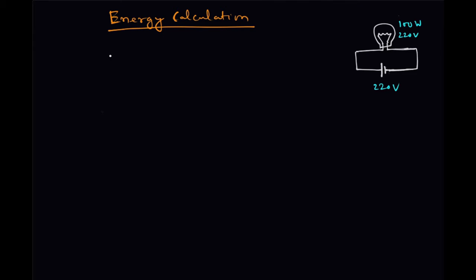Well, so far we discussed a lot about the electric power, but we did not talk much about the electric energy. This is the topic now. Let us consider this electric bulb. It is rated 100 watt 220 volt and it is connected to 220 volt supply.